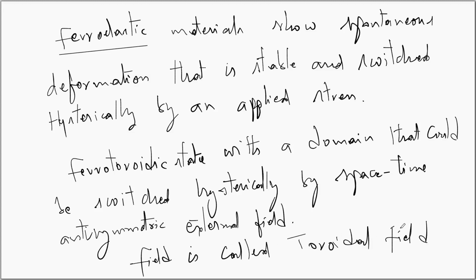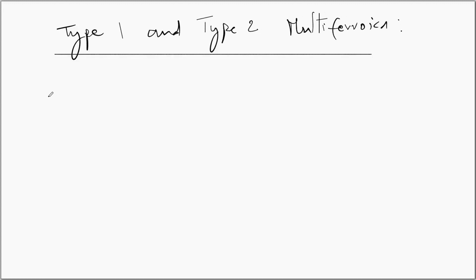As we have seen before, a multiferroic material is one in which two or more ferroic orderings coexist. Multiferroics are classified into two types, type 1 and type 2 multiferroics. We'll discuss first the type 1. If the magnetic and ferroelectric ordering in the material occurs independently, that means the sources of ferroelectric ordering and magnetic ordering are different, then they are denoted as type 1 multiferroics.